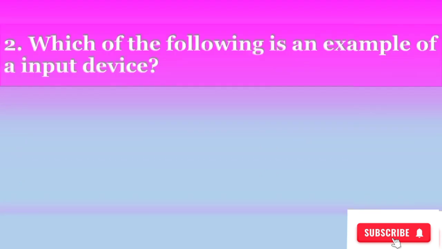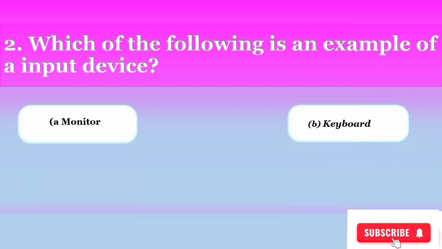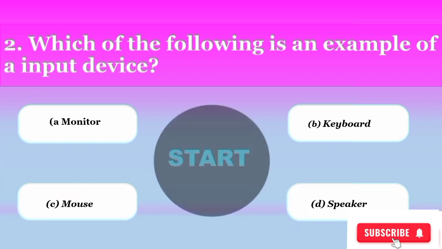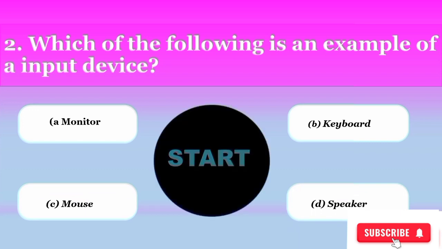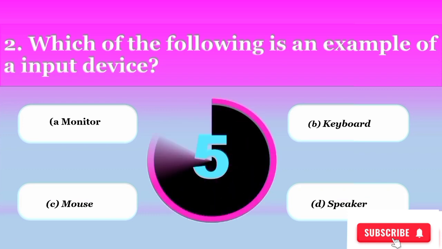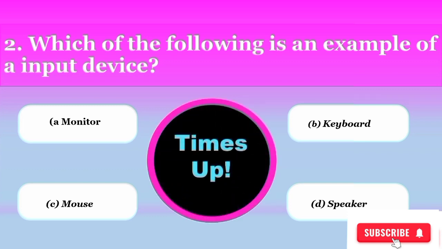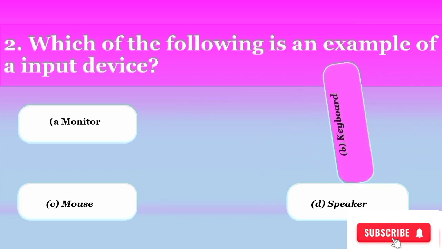Which of the following is an example of an input device? A. Monitor. B. Keyboard. C. Mouse. D. Speaker. The correct option is option B, keyboard.